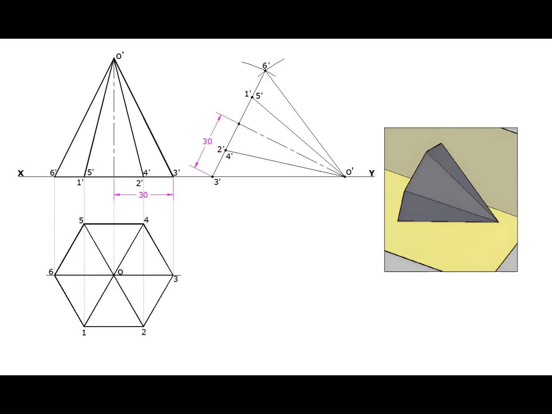Now, to draw the final plan. Project all the points of this final elevation. Project all the points from the first stage plan also. Mark the corresponding points of intersection. Since the pyramid is lying on the ground, all the base edges are visible.